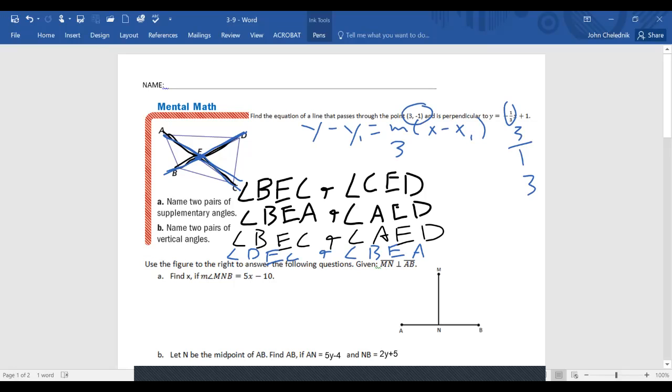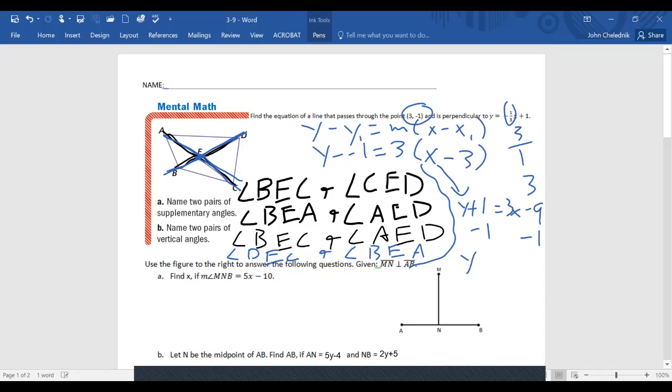So that's y1, by the way. So it'll be y minus -1 equals 3 times the quantity x minus 3. Okay? Now, when you subtract a negative, that's the same as adding. So this turns out, I'm going to draw a little separation here. So this turns out to be y plus 1 equals 3x minus 9. Subtract 1 from both sides, you get y equals 3x minus 10. We're done. Okay, moving on to the next warm-up.